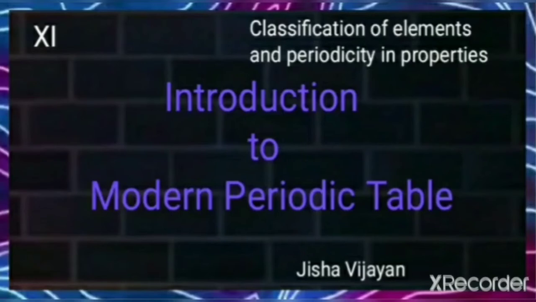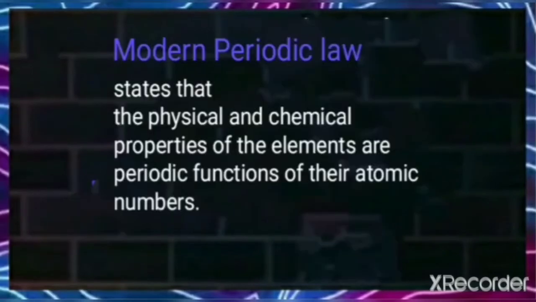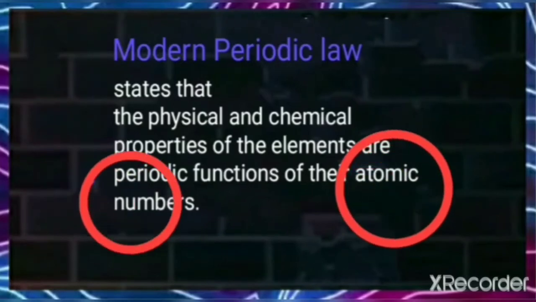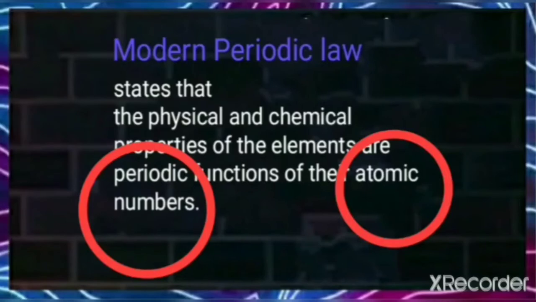Therefore, he suggested a periodic law, that is the modern periodic law. It states that the physical and chemical properties of the elements are a periodic function of their atomic numbers. More importance was given to atomic numbers. So that is about the modern periodic law.